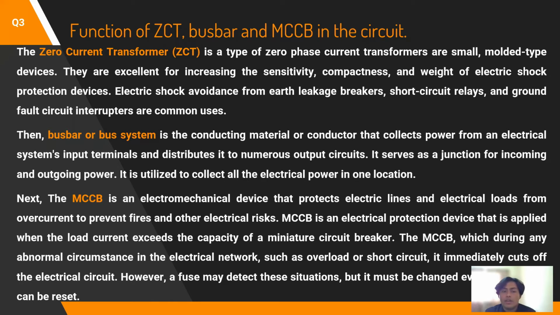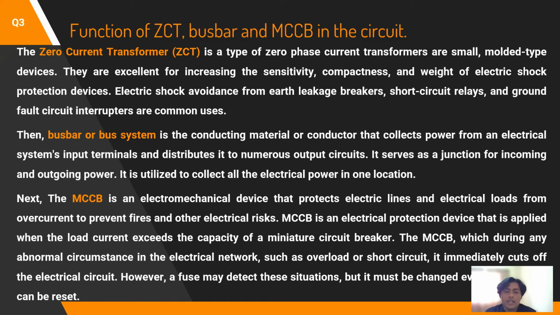Then the bus bar, which we can also call a bus system, is the conducting material or conductor that collects power from an electrical system's input terminals and distributes it to the numerous output circuits. It serves as a junction for the incoming and outgoing power, as it is utilized to collect all the electrical power in one location.